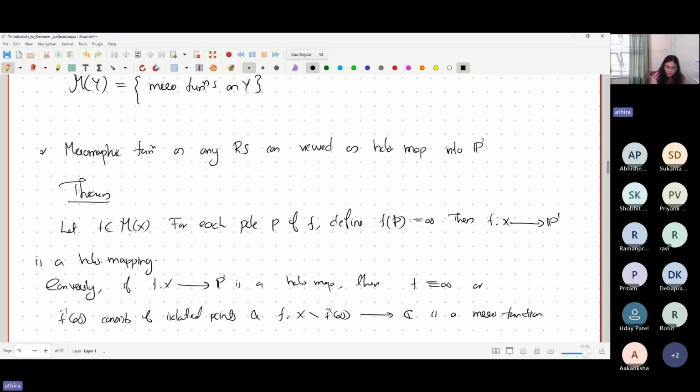Corresponding to every meromorphic function on a Riemann surface, we can map it into P1 such that the function becomes holomorphic. Conversely, corresponding to every holomorphic map into P1, we can find a meromorphic function on X.